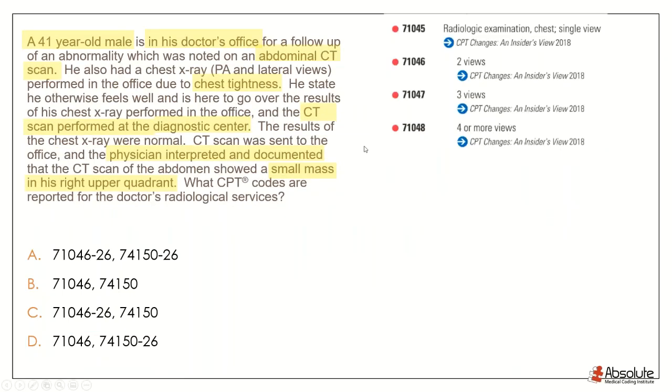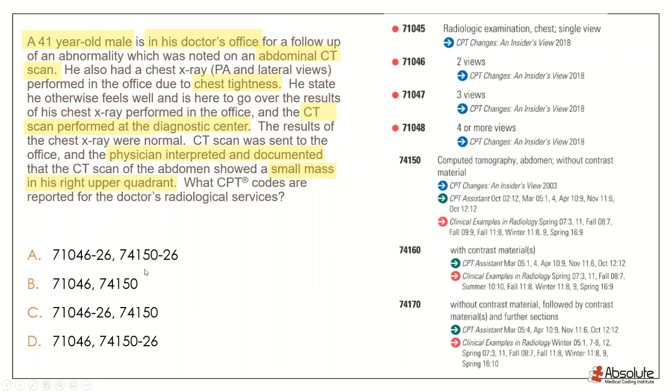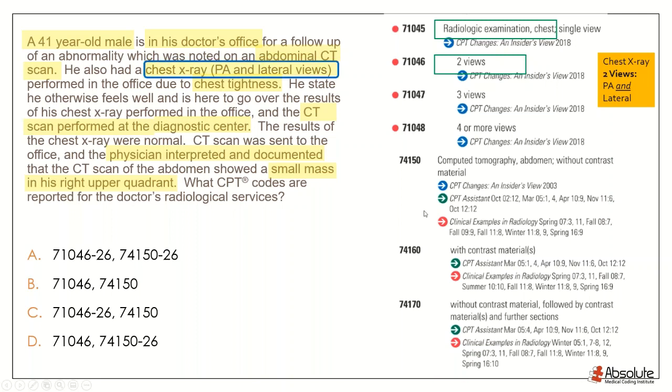All right, so we're going to take a look. All of these codes are the same for 71046 and 74150. I know you may have noticed that. So that's not the issue. The issue is the use of these modifiers. Okay, so we already know this is for a radiologic examination of the chest, for two views. We already know PA and lateral, that's our code. So for this one, there we go, PA and lateral, and we have it there.